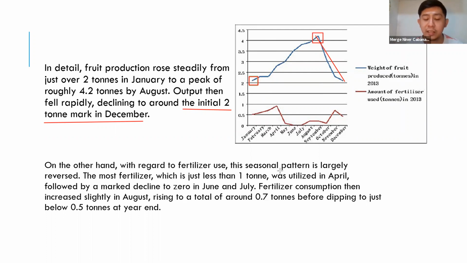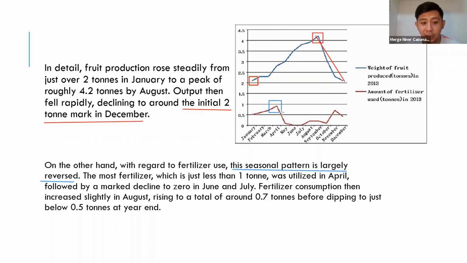This seasonal pattern is largely reversed. This is a very important trend. I'm going to continue reading. The most fertilizer, which is just less than 1 ton. Again, where was that? Less than 1 ton, the most fertilizer, less than 1 ton was utilized in April. Here it is, the most fertilizer used, under 1 ton.